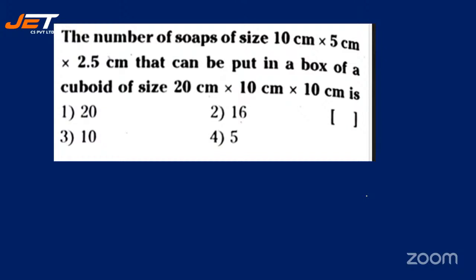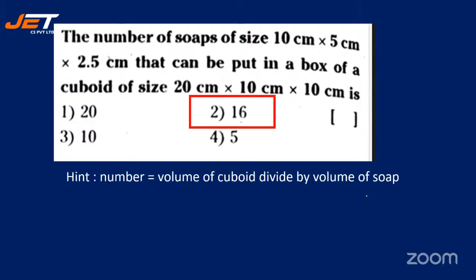All right, yes. So since we have already seen the answer, let me just explain it. Here the number is nothing but the volume of the cuboid. So you should find out the volume of the cuboid divided by the volume of the soap. You can quickly try and then check the answer.